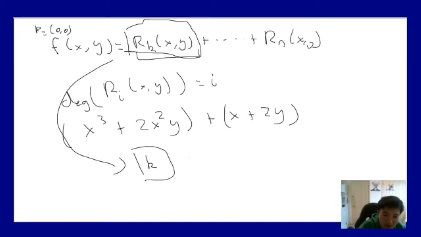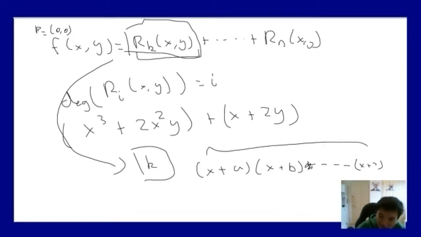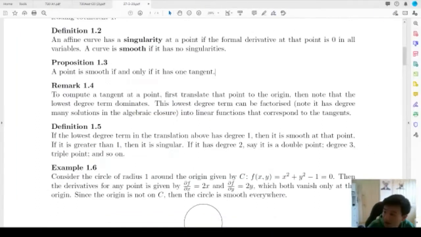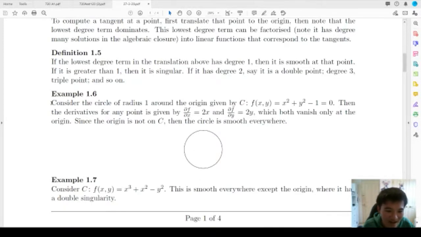And you can think of it like r_k, we can always factorize by the fundamental theorem as (x + a)(x + b) and so on, with k terms here, and each one gives a tangent at that point. And that comes to my next point, where we have a smooth point if and only if it has one tangent. This was the remark I talked about. It's probably easier if I go through an example. So let's consider a circle.